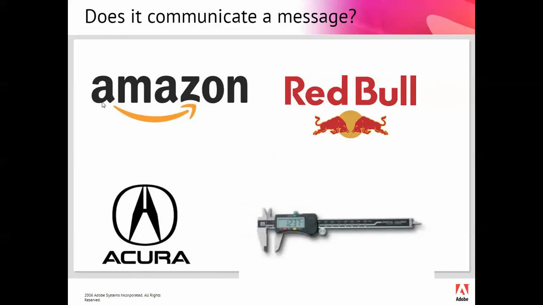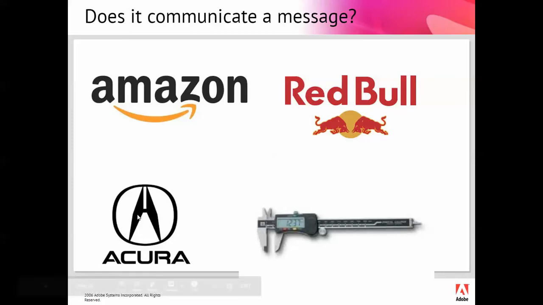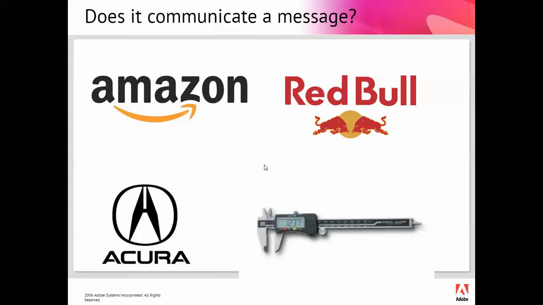So what is the message? If you look at Amazon, they deliver everything from A to Z. If you look at Red Bull, the red is the color of power and blood, and the bulls look really energetic and powerful, so it's communicating that message. If you look at the Acura symbol, this A looks an awful lot like a pair of calipers. Calipers are something that engineers use to make precise measurements. So the idea is that it's accurate, it's precision.